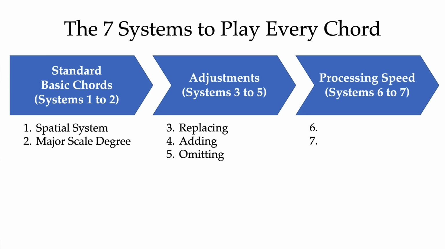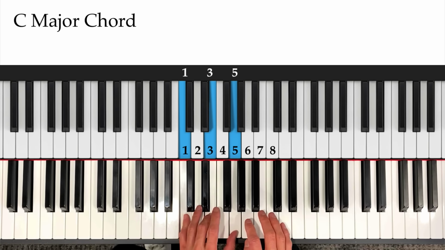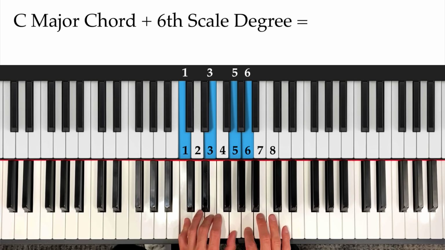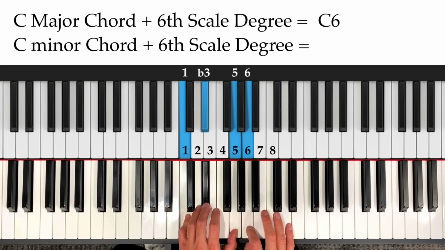The next system of thinking is adding notes to our basic chords. First, we can add the 6th scale degree to our major and minor triads. So here's our C major triad, our C major chord, and we add the 6th scale degree. That's a C major 6th chord. And if we have a minor triad with the 6th scale degree, that's a C minor 6th chord.